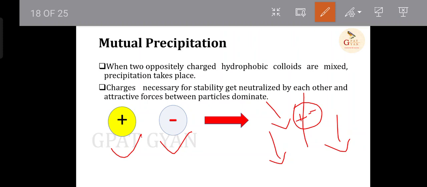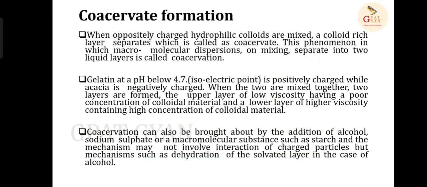So that's why the terminology is like that, the mutual precipitation. And if any kind of precipitation happens in the dispersed phase, then obviously the stability will be hampered. Okay, that is the concept. So after that, the coacervate formation.